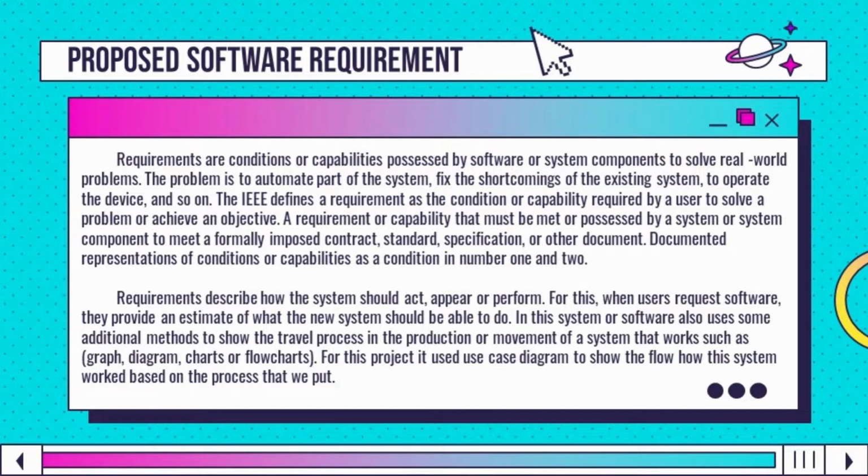The system or software also uses some additional methods to show the process flow in the production or movement of the system, such as a graph, diagram, chart, or flowchart. For this project, it will use a use case diagram to show how the system works based on the processes that we put.